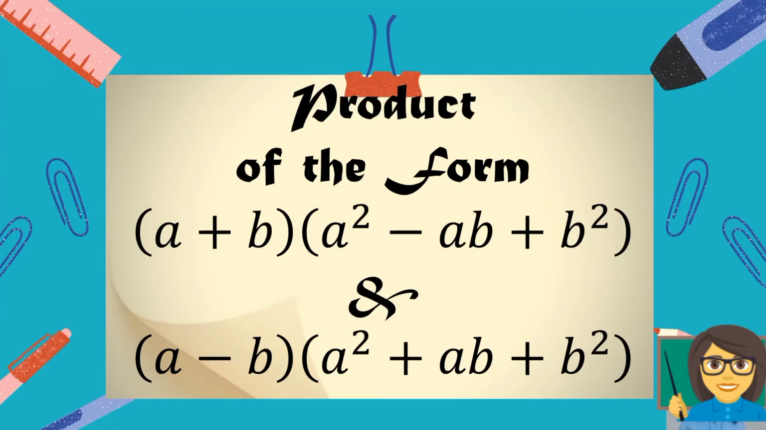For this week, we'll have products of the form: the sum of a and b multiplied to the quantity of a squared minus ab plus b squared, and the difference of a and b multiplied to the quantity of a squared plus ab plus b squared.